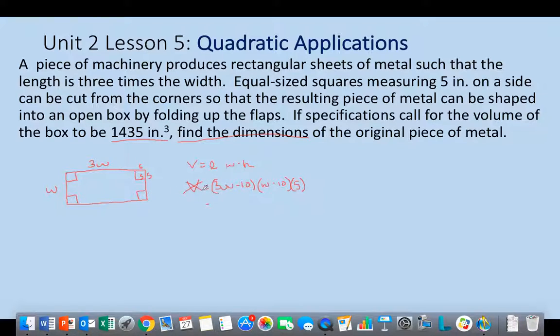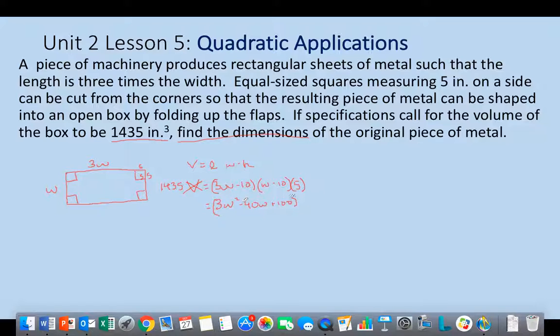So cross this out, 1,435. All right, I've got the start. Now I need to start solving for w. That'll give me my width at least, and I can use that to find my other dimensions. So here we go. To start off, I'm going to FOIL this out right here. And that's going to leave me with 3w squared minus 40w, so minus 30w minus 10w, and then plus 100.